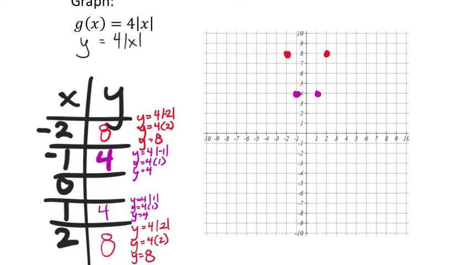The last one we got is where the x value is 0. Y equals 4 times the absolute value of 0. Well, how far away is 0 from 0? It's 0. And 4 times 0 is 0. So my corresponding y value is 0, giving the point 0, 0, which is at the origin.